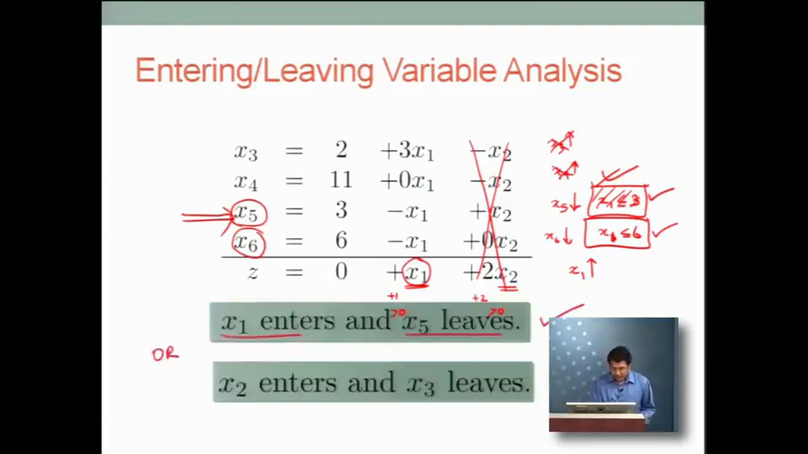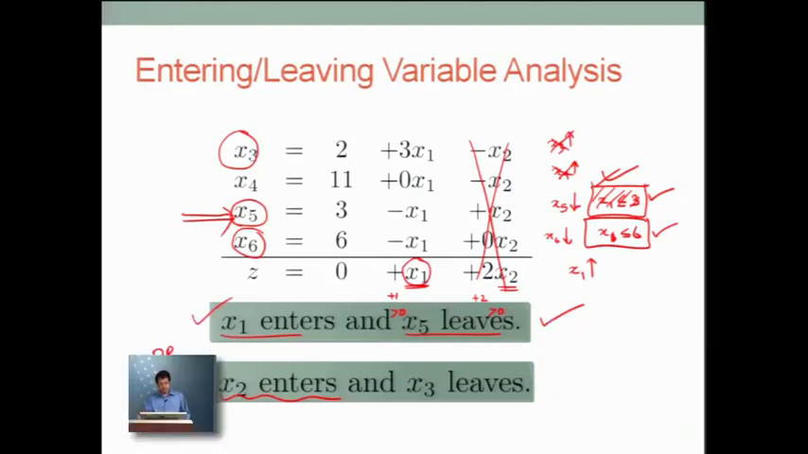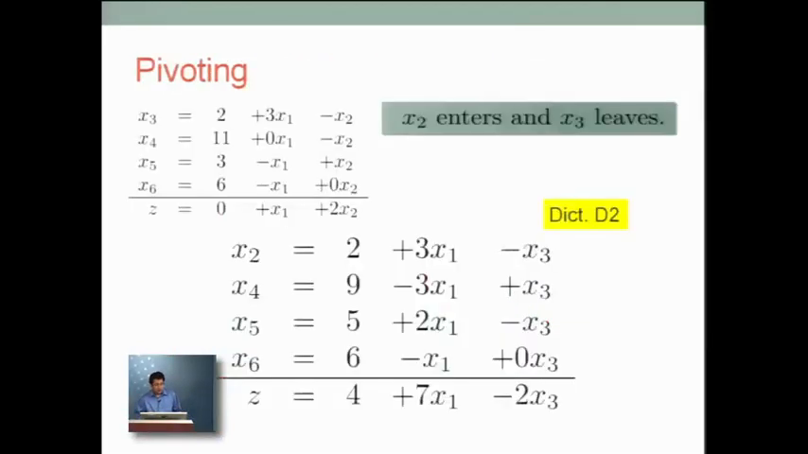Alternatively, you can say x2 enters, and if you choose x2 as the entering variable, then you will find that the corresponding leaving variable is actually x3. So you have a choice. You can say x1 enters and x5 leaves, or you can say x2 enters and x3 leaves. And we can go with either of the two choices. So we will go with the choice x2 enters and x3 leaves. That's the choice that we are going to make.